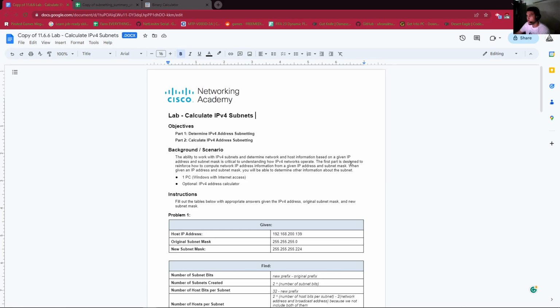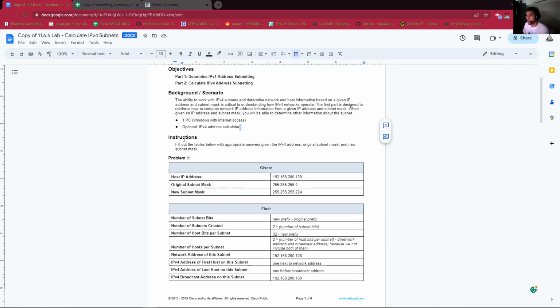The first part is designed to reinforce how to compute network IP address information from a given IP address and subnet mask. When given an IP address and subnet mask, you will be able to determine other information about the subnet. What you need for this lab is one PC, and optionally an IPv4 address calculator. The instructions say to fill out the tables below with appropriate answers given the IPv4 address, original subnet mask, and new subnet mask.